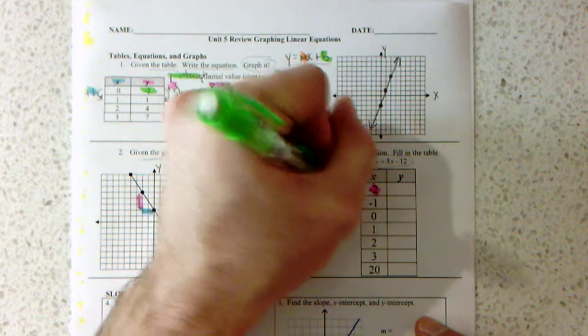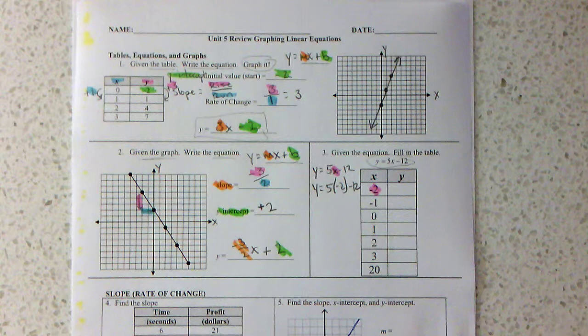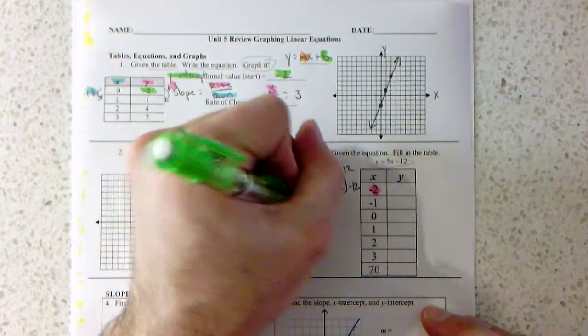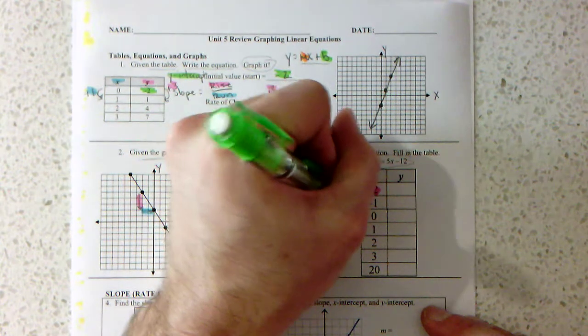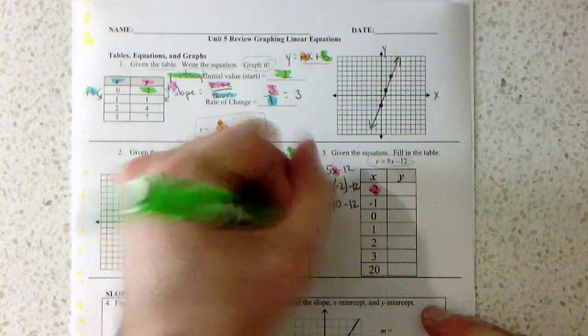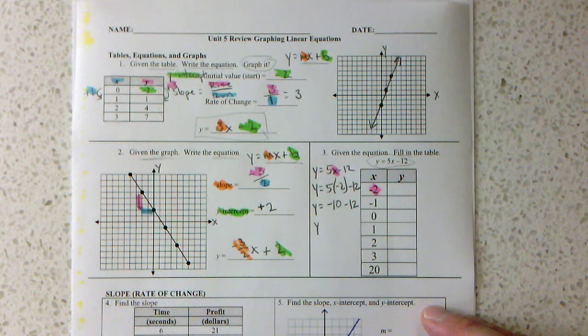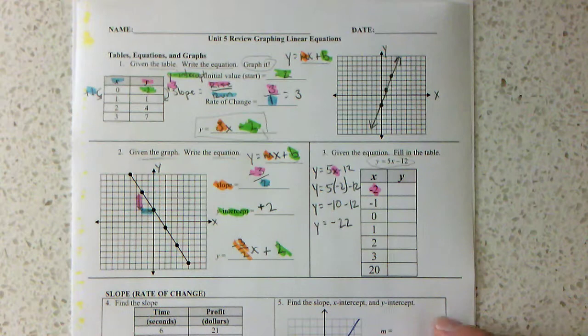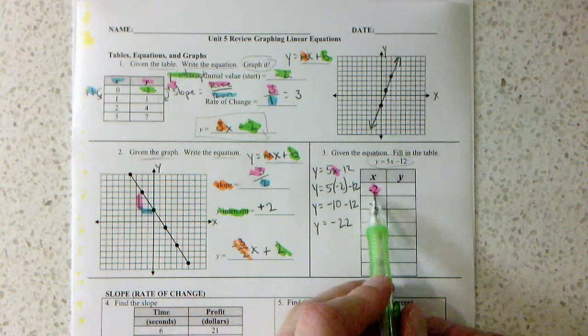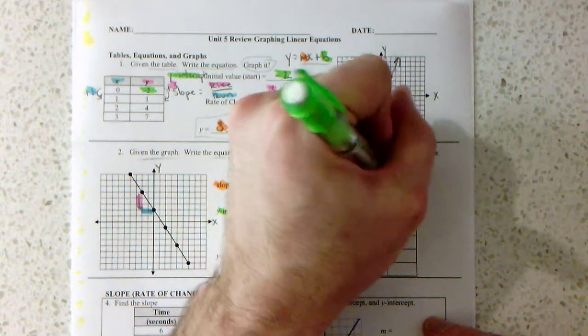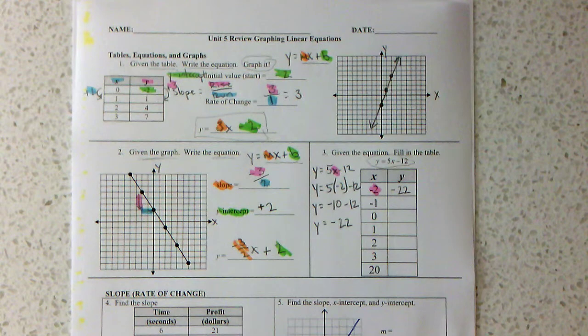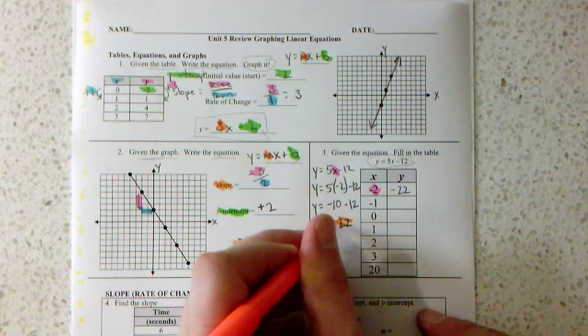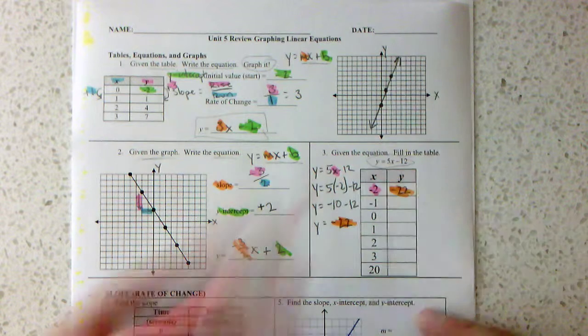So I'd have y equals 5 times -2 minus 12. So I have y equals -10 minus 12, or y equals negative 22. So when x is negative 2, y is going to be negative 22. So my y value comes into the table here.